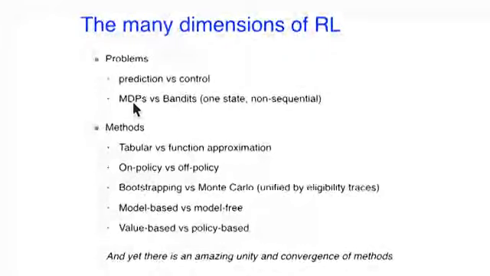Another problem dimension is MDPs versus bandits. I've only talked about MDPs, but there's a huge reinforcement learning literature on just bandits. These are cases where you only have one state, and you still have to do trial and error to find the best action from that one state. But you don't have to worry about being transported to a different state and taking that into account. It's not sequential in the way the full MDP is. So bandits are a problem dimension.